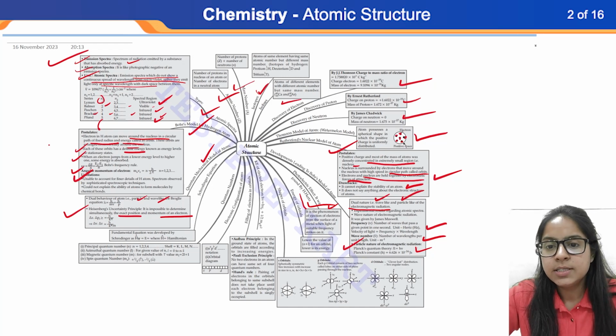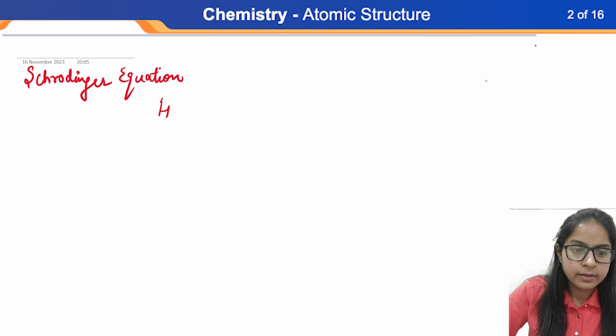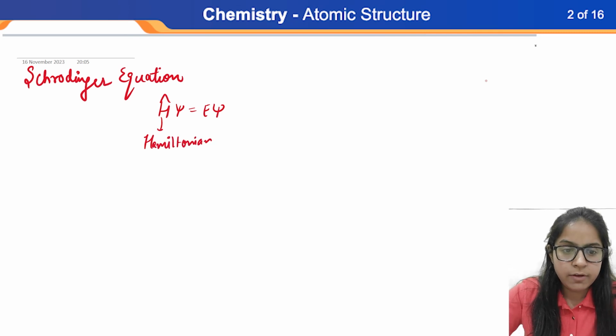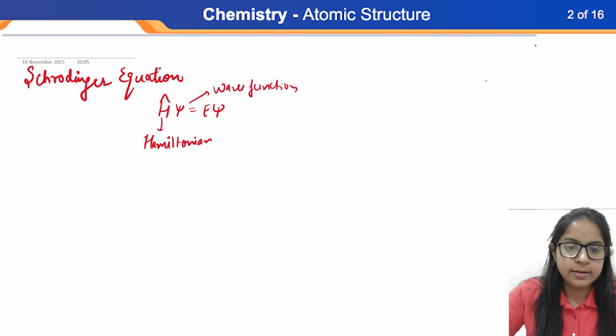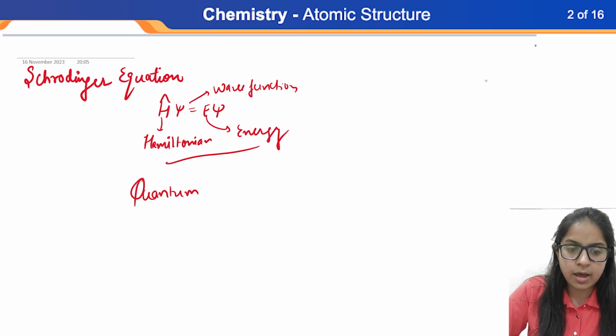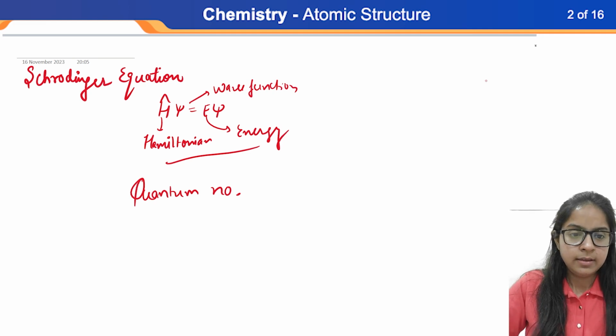Now the next one is the Schrodinger equation. This is just an equation that we need to remember. H psi is equal to E psi. This is the Hamiltonian operator, this is our wave function, and this is energies, and from that we got the quantum numbers. It means the solutions of this equation are the quantum numbers that we are going to discuss in this concept.